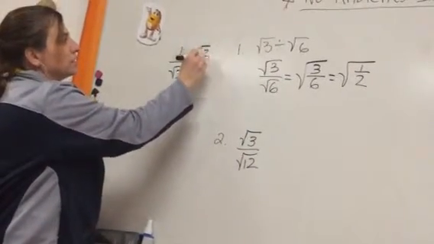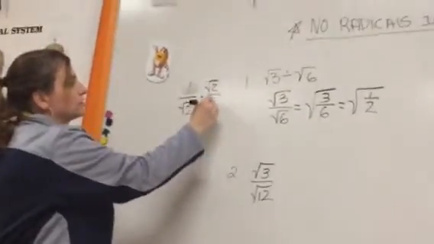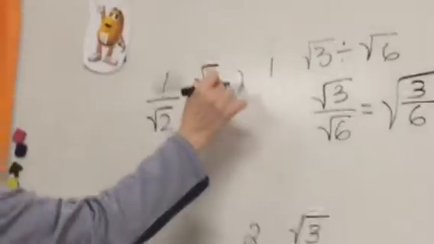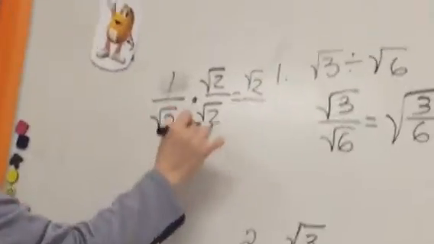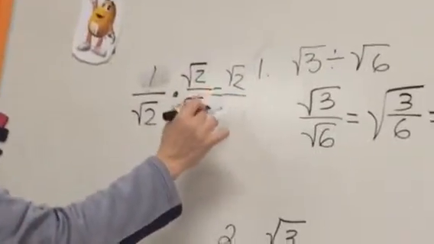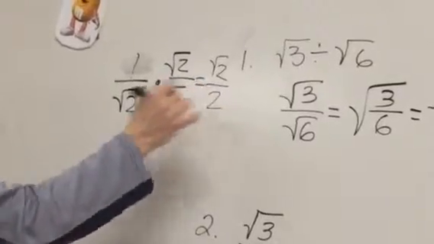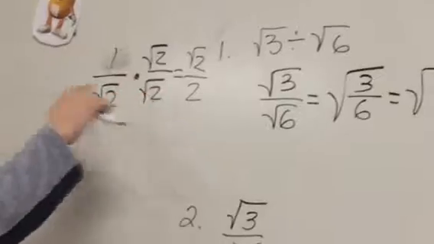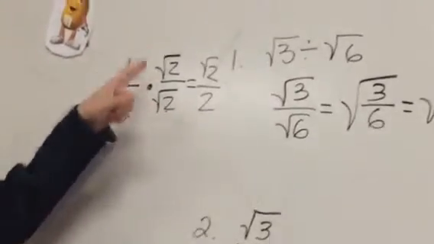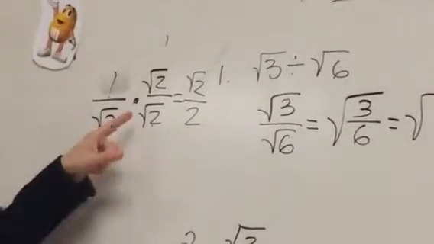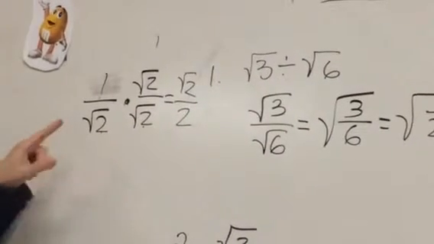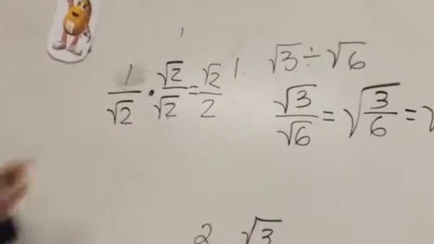Again, burn this into your memory. You're going to use this next year too and the year after. 1 times radical 2 is radical 2. And radical 2 times radical 2 is radical 4, which pops out as a 2. What did I do? I multiplied by 1 because radical 2 over radical 2 is another way of saying 1. I multiplied by 1, but I multiplied by something to get rid of the radical in the denominator. It's called rationalizing the denominator.